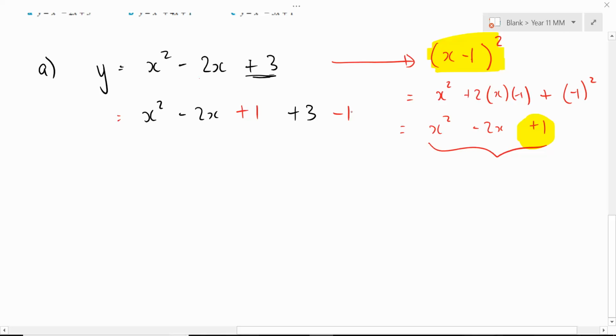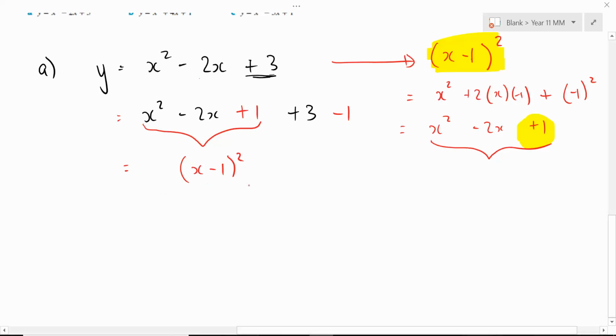Now, some of you mentioned this in class. You said, what's the point of doing that? Because it's like add 1 and then minus 1. Technically, you've done nothing. So what's the point of doing it? Here's the point. X squared minus 2x plus 1 is a perfect square. We know this actually factorizes to this. The point of putting the plus 1 there is that it equals this.